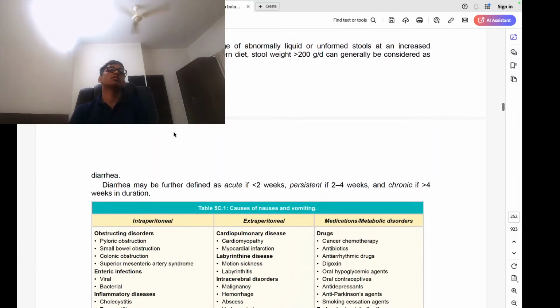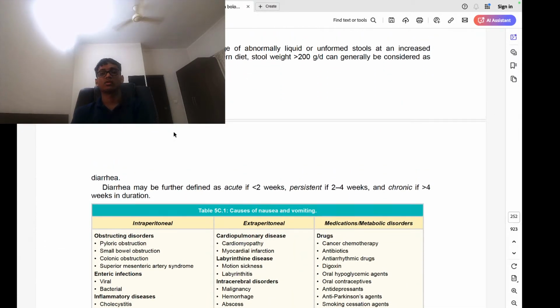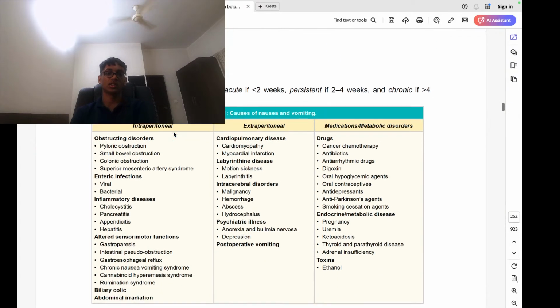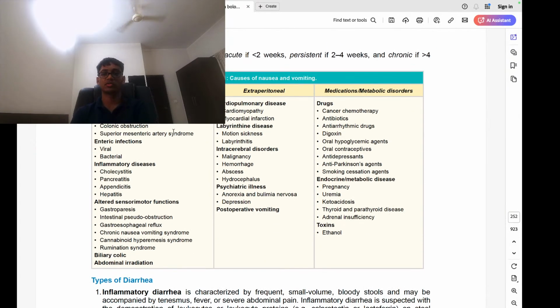Then diarrhea. Diarrhea is defined as passage of abnormal, liquid or unformed stools at an increased frequency. For adults, typically on a Western diet, if stool weight is more than 200 grams per day, it can easily be considered diarrhea. It is further defined as acute if it is less than 2 weeks, persistent if 2 to 4 weeks, and chronic if more than 4 weeks.